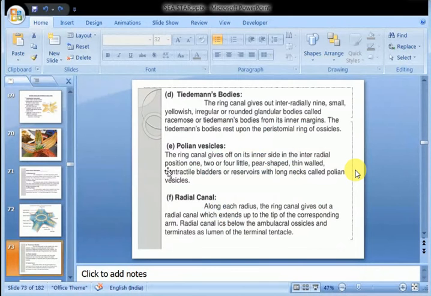Then the Tiedemann bodies, they are also known as racemose glands. They are small, rounded, yellowish glandular sacs, and these sacs have openings into the ring canal. Now, at one point, this stone canal opens into this. So that is why there are 9 of such bodies, right? On the 10th one, there is this stone canal opening into the ring canal.